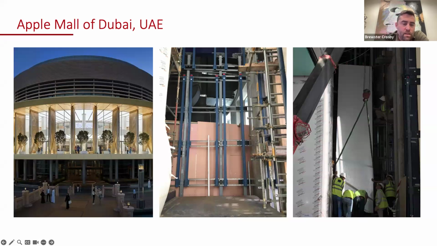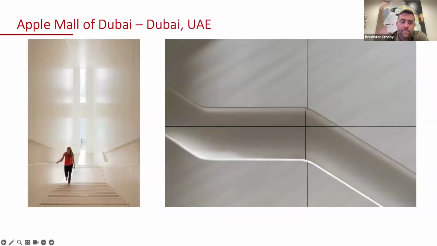Go to the next slide. The picture on the left is looking down that same stairwell. You can see what they did was actually pour the handrails into the panels. Really, really cool feature. If you're ever in Dubai, go check it out. And the picture on the right is an intersection of four of those panels.